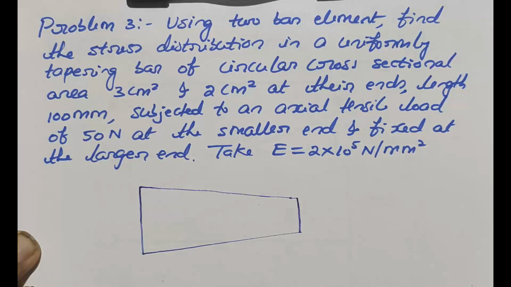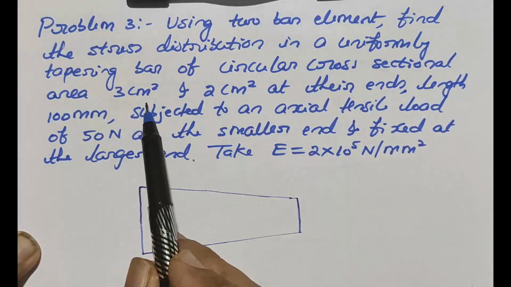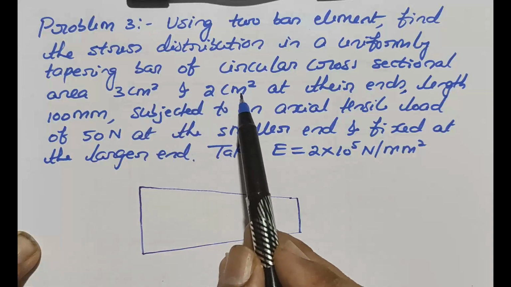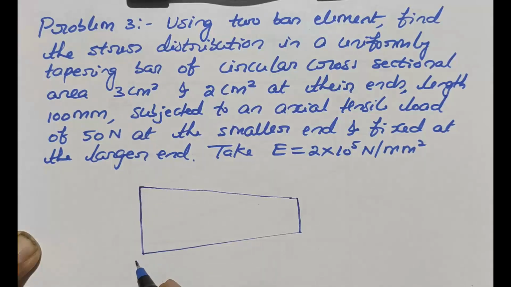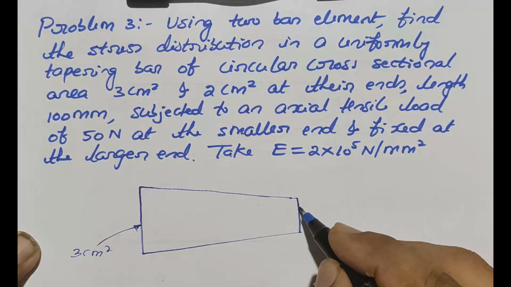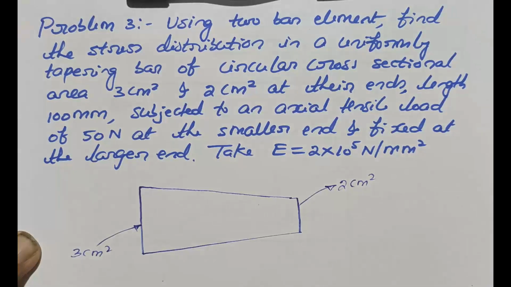So it is uniformly tapering bar of circular cross section 3 cm square and 2 cm square area. See, at the larger end the area is 3 cm square. This is the larger end. Here the area is 3 cm square. At the smaller end the area is 2 cm square. Length is 100 mm. Means the length of the bar is 100 mm.